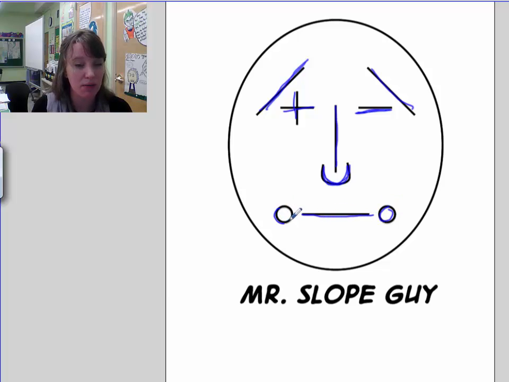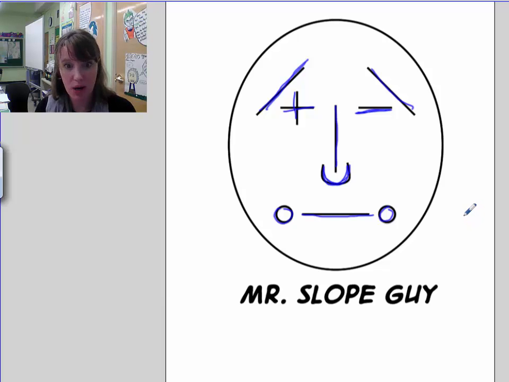So it's a little bit of an easier way to remember, especially the difference between an undefined slope and a 0 slope. So it's like the slope man is winking, so his eye is closed on, let's see, it would be his left hand side. So why don't you write this down in your notebook as a way to determine the difference between, especially, undefined and zero slope. So that's it for the lesson today.